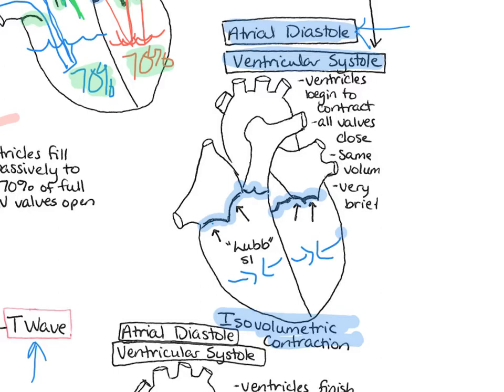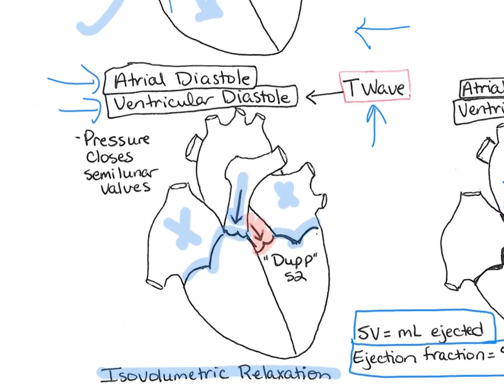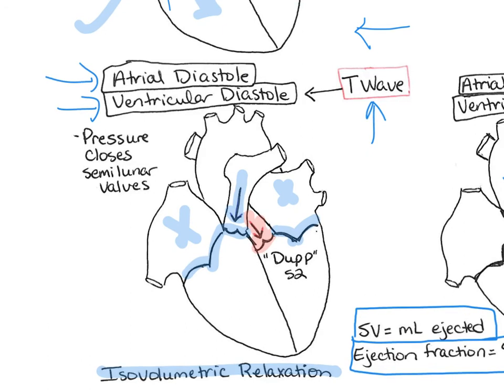So the heart sound is usually lub-dup, right? The first heart sound is when those AV valves are closing, and we call that S1 or lub, when the AV valves close. And that happens in that first phase of ventricular systole. Then in the first phase of ventricular diastole, we have enough pressure that closes those semilunar valves. When those semilunar valves close, that's the dup sound, and that's S2. So dup is S2, okay?